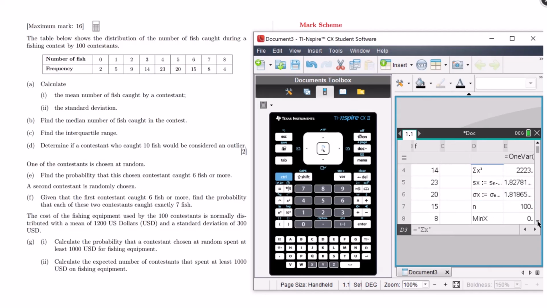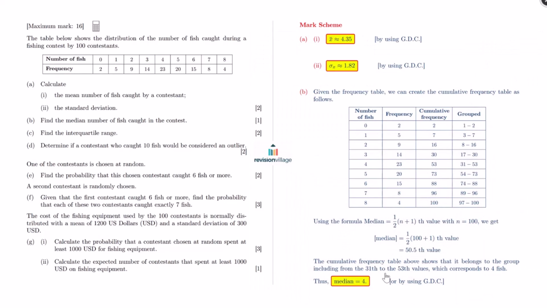If I go down, you can see here median. Actually, the calculator one variable stat calculation gives me the median and also the lower and upper quartile, which is going to be useful for part C. But the median here, the calculator said is 4. So there we have it. It's only worth 1 mark. You can use your calculator. So you can just write median is 4. And that's the answer there.